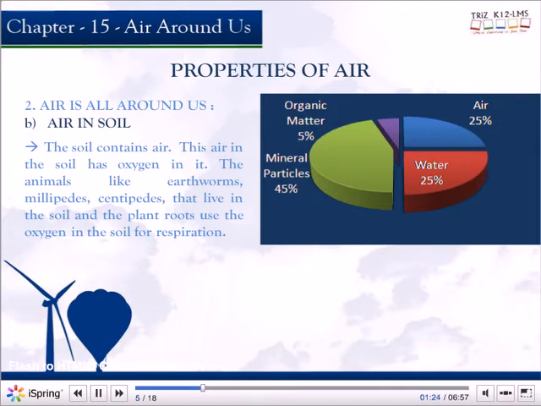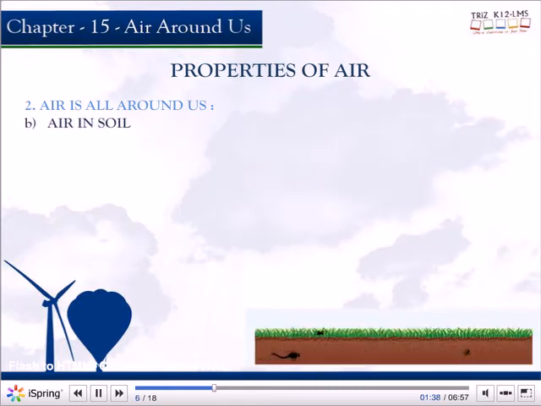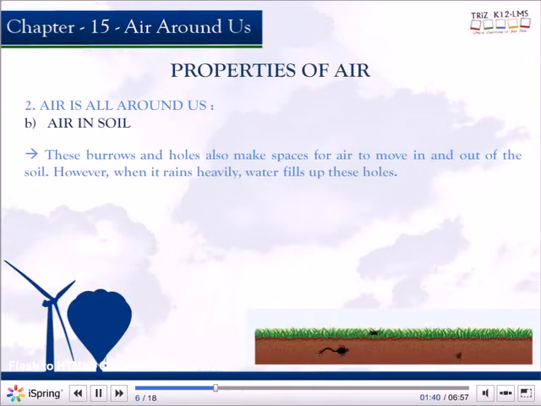The animals like earthworms, millipedes, centipedes that live in the soil and the plant roots use the oxygen in the soil for respiration. The animals living in the soil make a lot of burrows and holes deep in the soil. These burrows and holes also make spaces for air to move in and out of the soil.